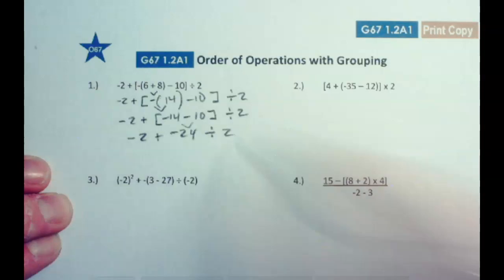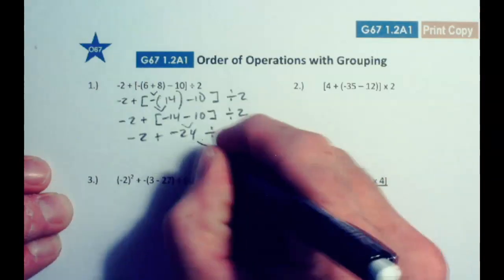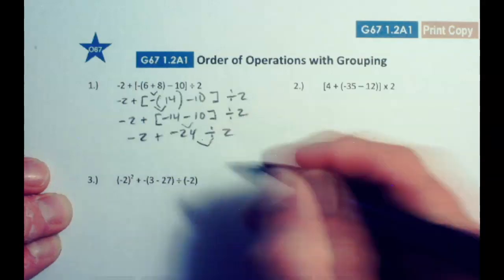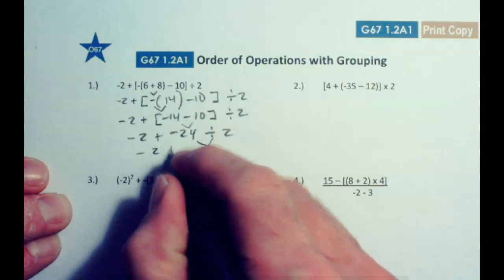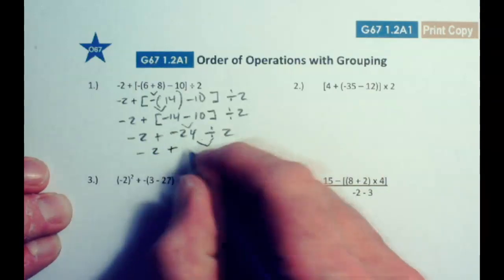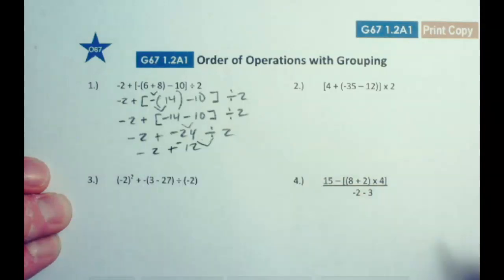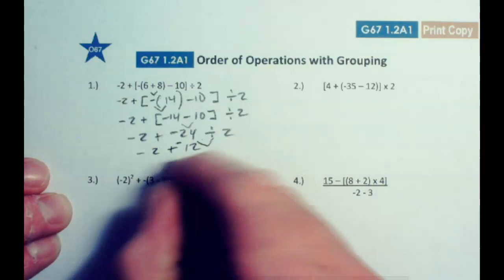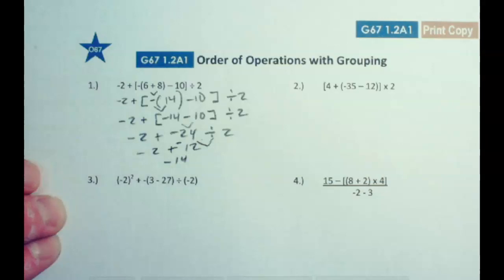This is where most kids make the mistake. You still have to do the division here before you add. So this is a negative 2 plus, well, 24 divided by 2 is 12. It's going to be a negative 12. And now you just have two like signs there, negative 2 plus negative 12. So this is a negative 14 on that one there.